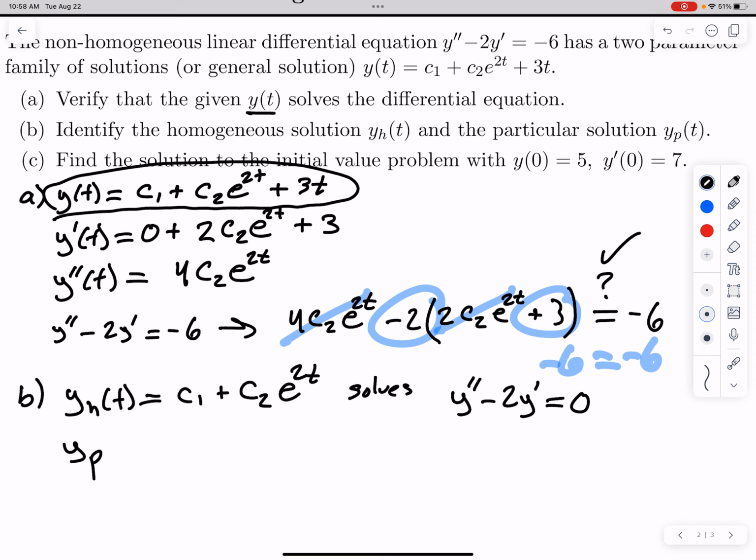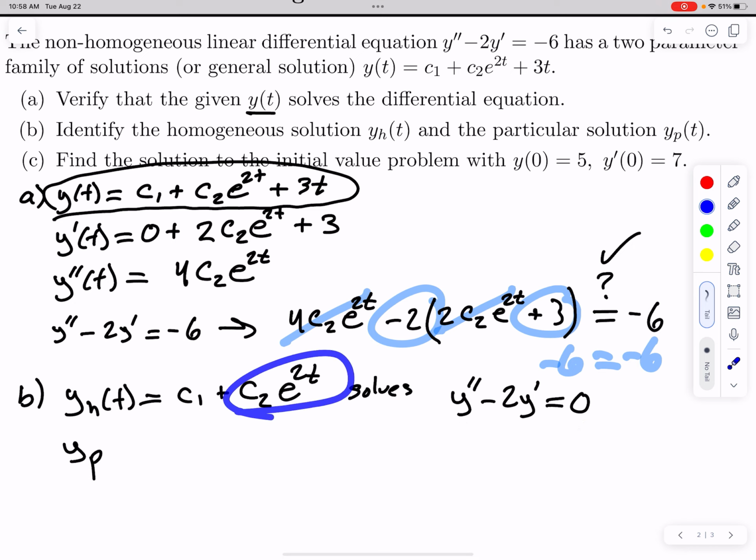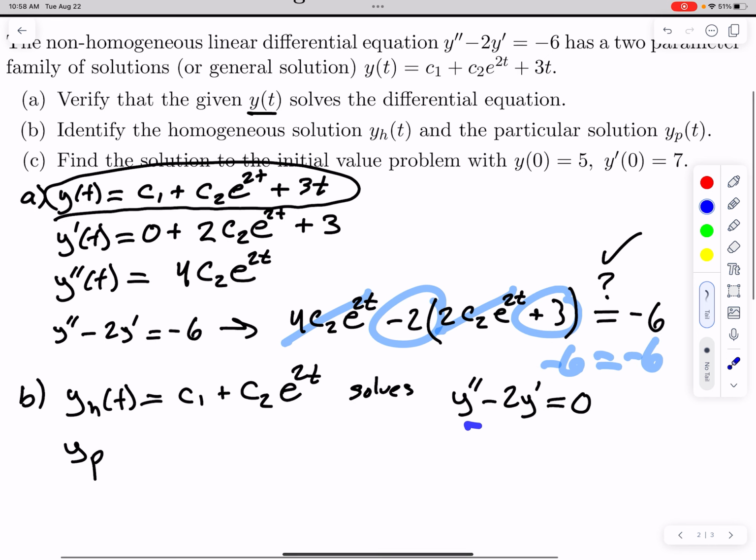I think you can probably see that if you think about the constant. The second derivative of a constant is 0. The first derivative of a constant is 0. 0 minus 0 equals 0. And if you take this here, when you take the second derivative, you'll get a 4. When you take the first derivative, you'll get a 4 with a minus sign. 4 minus 4 is 0. So you can see that that's solving that homogeneous equation.